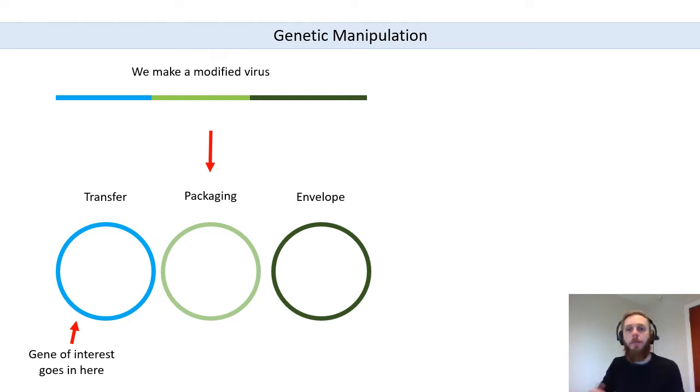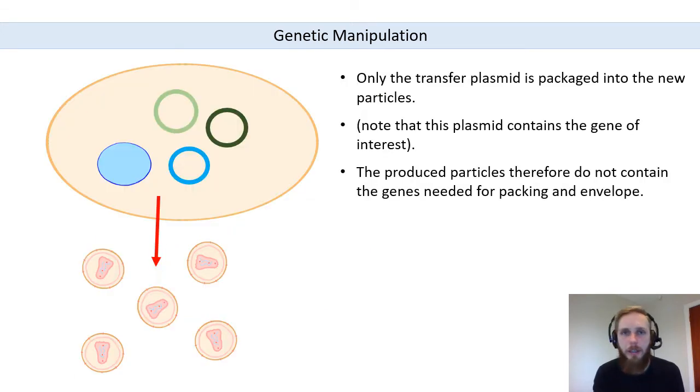So the gene that we eventually want to introduce into a cell, we insert it into this transfer plasmid next to a third of the viral genome. So we have the viral genome split into three, included as three plasmids, so a third of the genome in each plasmid, and in this transfer plasmid we have our gene of interest.